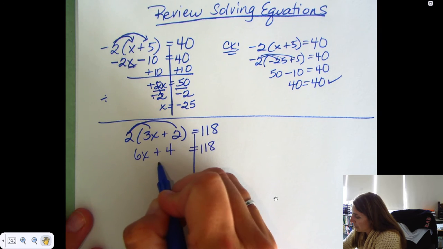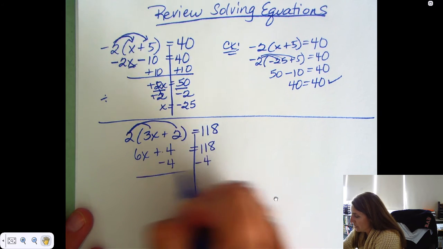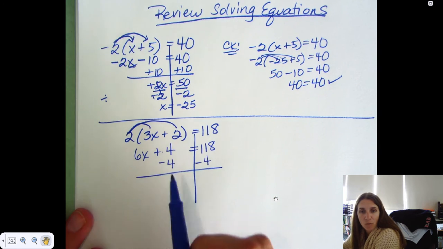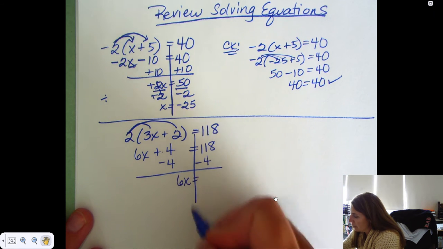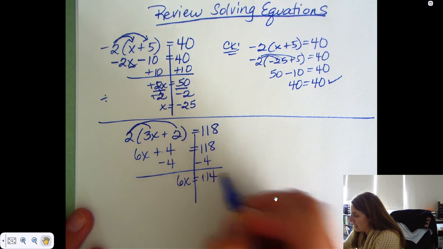I'm going to take my 4 and move it over. Since it's a positive 4, I'm going to be subtracting 4 from both sides. What I do to one side, I must do to the other. So I bring down 6x and I bring down 114 as my answer.